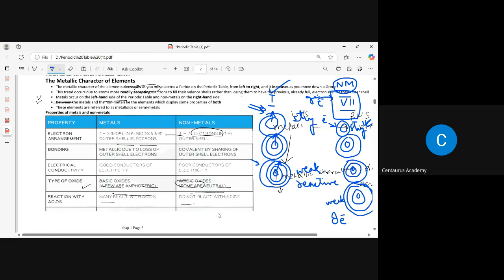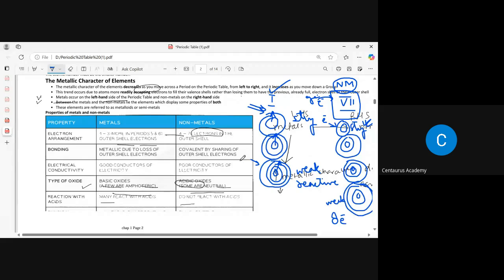Any questions so far? Yes, Zoya. Miss, as we go down, does the non-metallic character increase? As we go down, you're asking about the non-metallic characteristic? Yeah, it increases, right? The non-metallic characteristic is going to increase, yes. Okay, thank you.